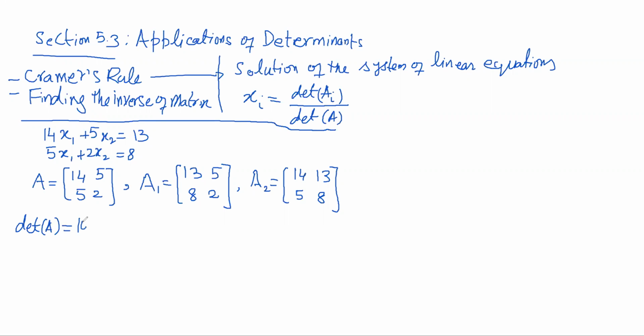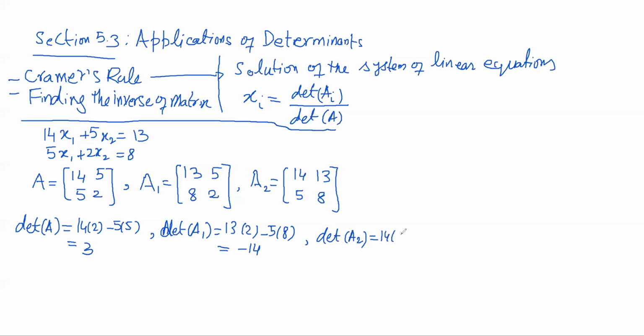So the determinant of A will be 14 times 2 minus 5 times 5, so it will be 3. The determinant of A1 will be 13 times 2 minus 5 times 8, so it will be minus 14. And the determinant of A2 will be 14 times 8 minus 13 times 5. So this will be how much? 14 times 8 minus 13 times 5. So it will be 47. Yes. Okay.